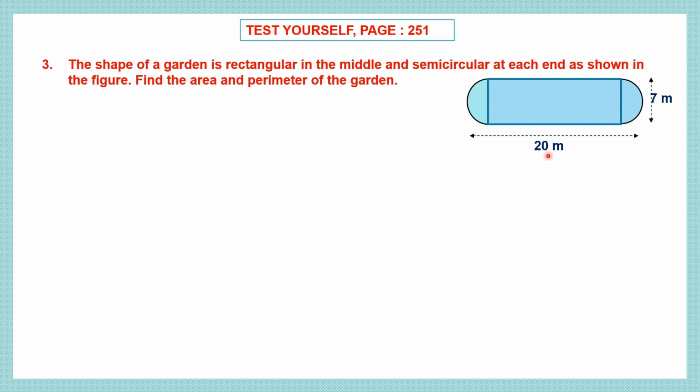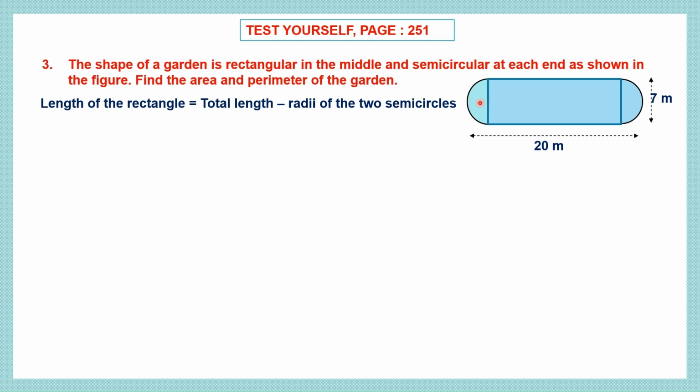Now this length 20 meters that is given is for the whole garden. It's not only the length of the rectangle, but it includes the length of the semicircular portion also. So the whole garden's length is 20 meters. That means if we have to find only the length of the rectangle, this is what we need to do. Length of the rectangle will be total length, that is 20 meters, minus this portion.